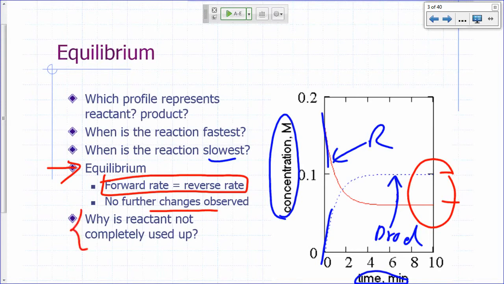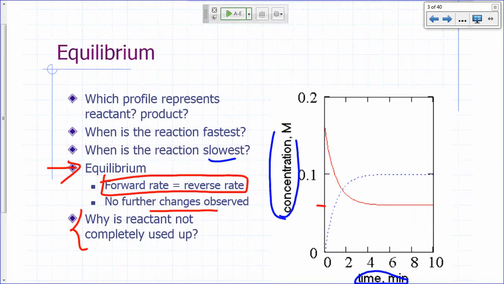Why is the reactant not completely used up in this particular example? You'll notice your reactant levels off at some value, not zero. That would depend on how fast the forward and reverse reactions occur. We say a reaction is essentially complete if the reverse reaction is very slow. Remember we talked about kinetics: the rate constant of the reverse reaction is very small compared to the rate constant of the forward reaction.